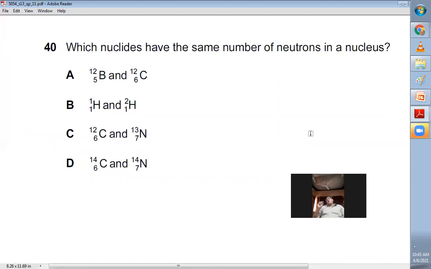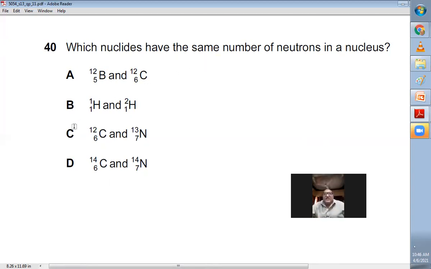Which nuclides have the same number of neutrons in the nucleus? In option A we have boron, and you subtract the proton number from the nucleon number. 12 minus 5 is 7, and 12 minus 6 is 6, so the numbers are not the same. 1 minus 1 is 0 neutrons, and 2 minus 1 is 1 neutron, so that's not the same. 12 minus 6 gives 6 neutrons, and 13 minus 7 gives 6 neutrons. So C is the choice.